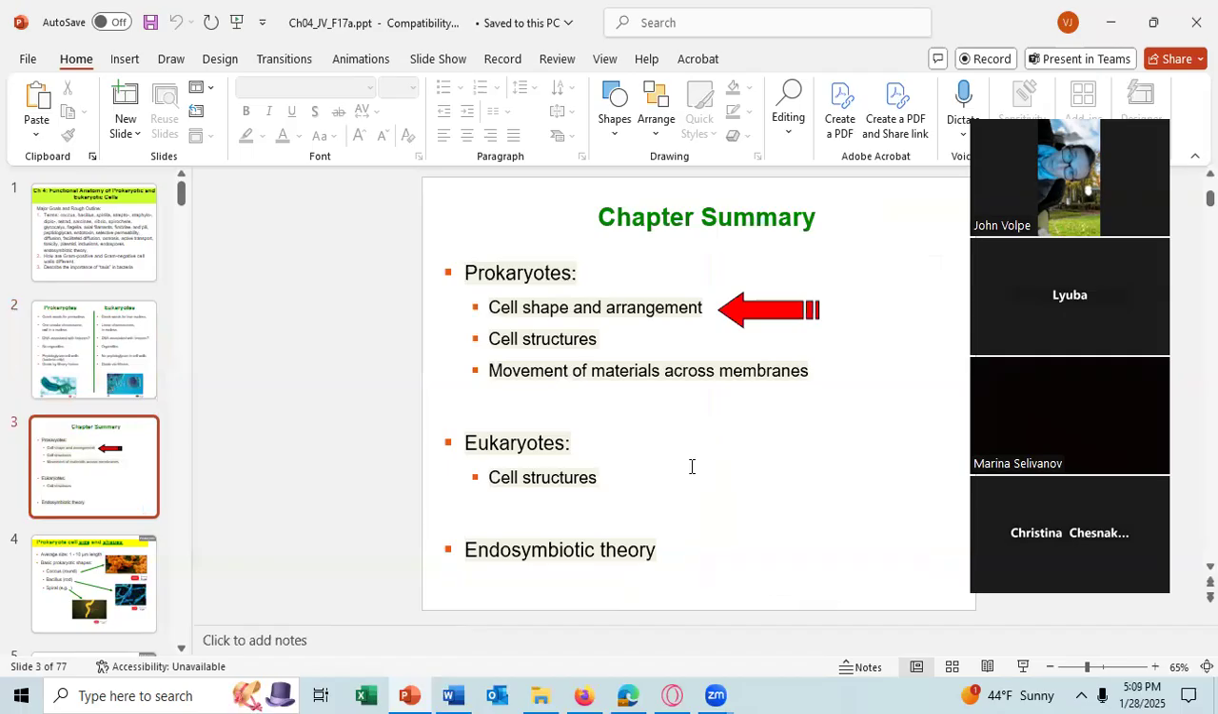So in the chapter summary, we're going to talk about cell shape and growth arrangement. We'll then move on to cell structures and then talk about the movement of material across membranes, which for prokaryotes is the cell membrane. We'll then talk about eukaryotes, talk about cell structures of eukaryotes, and probably I will not discuss much of this lesson. We'll see how much time we have. And then we'll end up talking about the endosymbiotic theory, which talks about how the eukaryotes gain certain organelles.